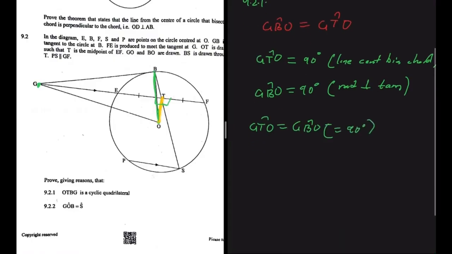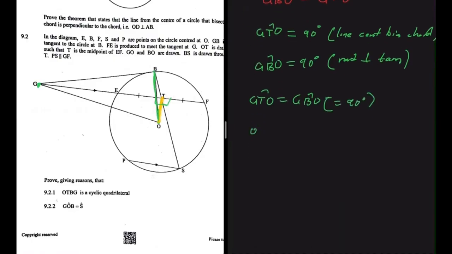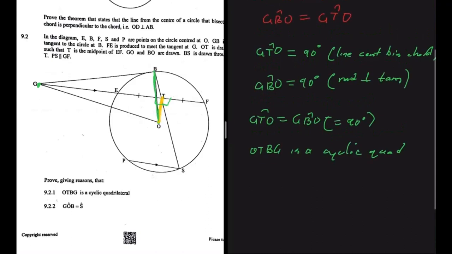And then as a consequence, OTBG is a cyclic quad, right? It's a cyclic quad because clearly GBO and GTO are lying on the same segment. Now we can do 9.2.2 because we have proved beyond reasonable doubt that OTBG is a cyclic quad. So 9.2.2 is saying that let's prove that GOB.